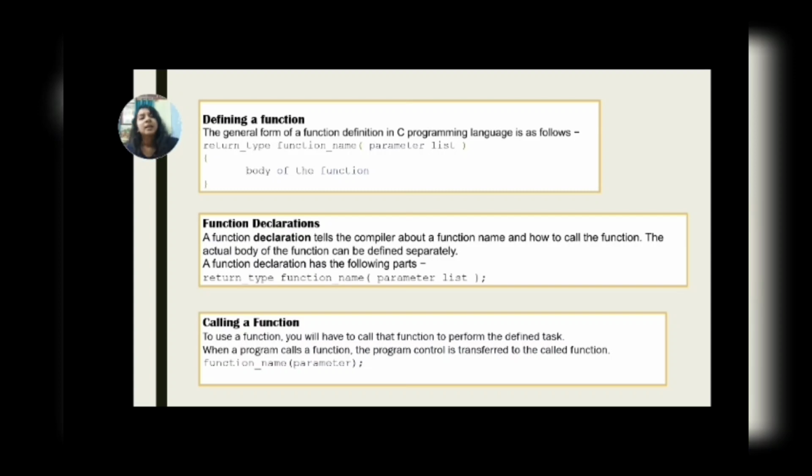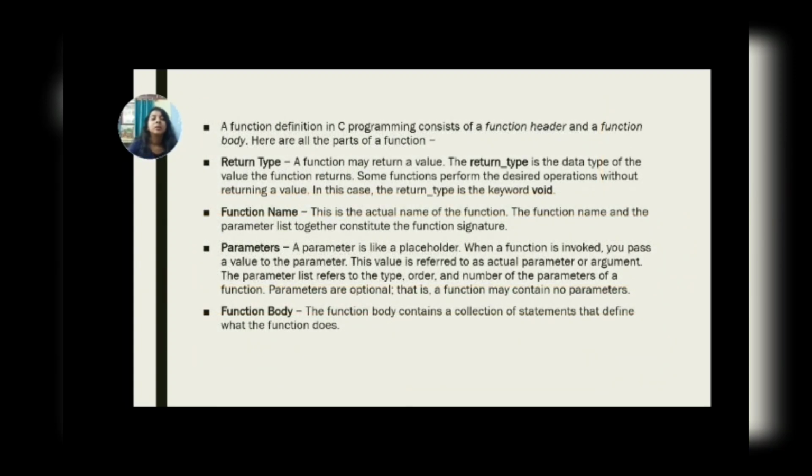Now what are these parameters? What are these arguments? What is the return type? A function may return a value, right? Or it may not. The return type is of the data type the function returns. If it returns an integer value, the return type of the function is integer. If it does not return any kind of value, then the return type of the function is void. Void depicts null.